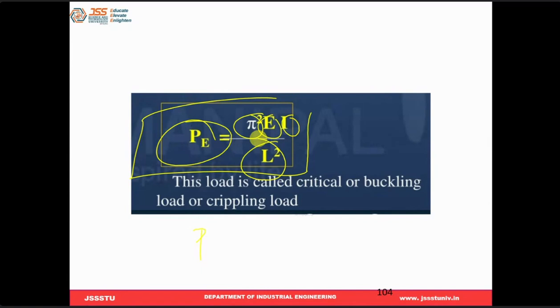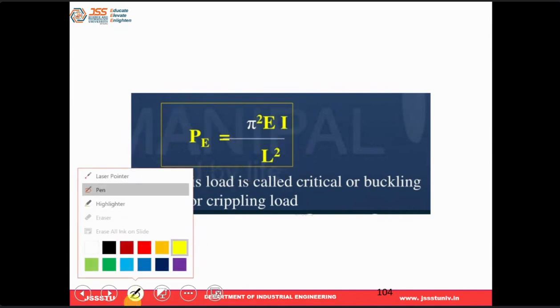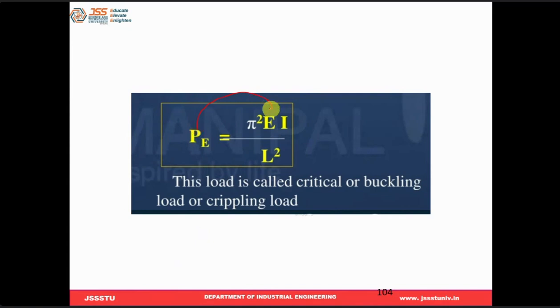So you can see here, pi square EI by L square, where E is the Young's modulus, I is the moment of inertia, and L is the length of the column. You can see the factors which affect the crippling load, as you can observe here. Always in the expression you have to see which is directly proportional and which is inversely proportional. So P is directly proportional to what?